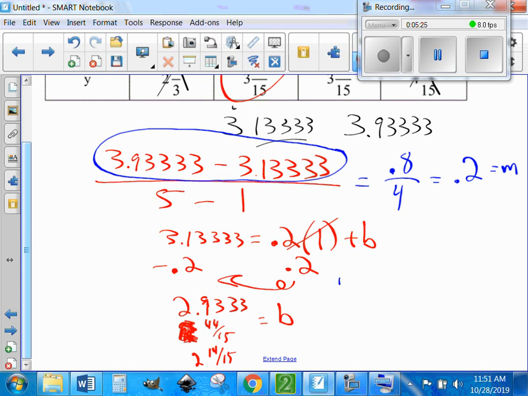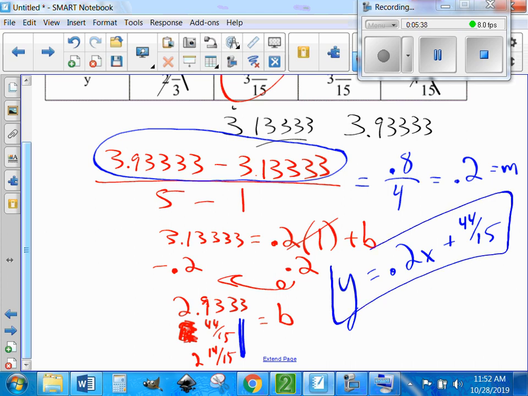So the final equation is y equals 0.2x plus whichever of these two you prefer. I'm just going to say plus 44 fifteenths. One thing I do want to mention is that this is not an acceptable slope. It's not acceptable to have a decimal and a fraction as a number. You want to either keep it as an exact decimal or an exact fraction, not a decimal-fraction combination.